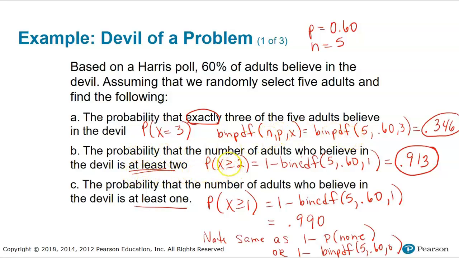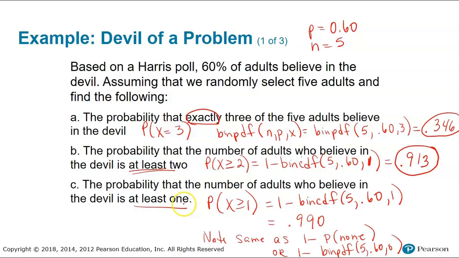So at least 2 would be greater than or equal to 2. Any greater than problems are going to be done as 1 minus the binomial CDF. So that's going to be your N, your P. And in this case, if we're talking about greater than or equal to 2, the complement has to stop at 1. And so this is the answer that you should have gotten.